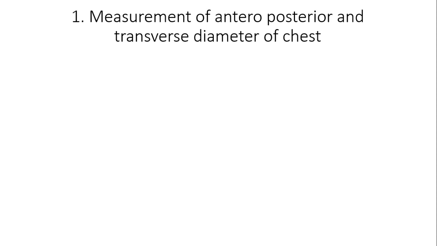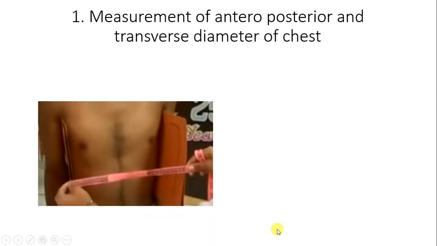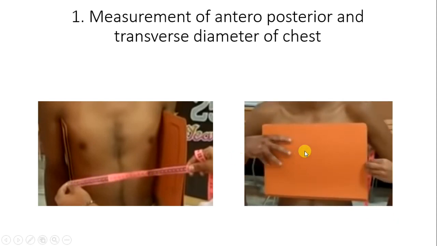So how to measure this AP and transverse diameter of chest? For measurement of transverse diameter or AP diameter, we need these 2 cards. For transverse diameter, 1 card is put here, the second one is here, and measure the distance between these 2 cards. For anteroposterior diameter, 1 card is put anteriorly, another card posteriorly, and measure the distance between these 2 cards.